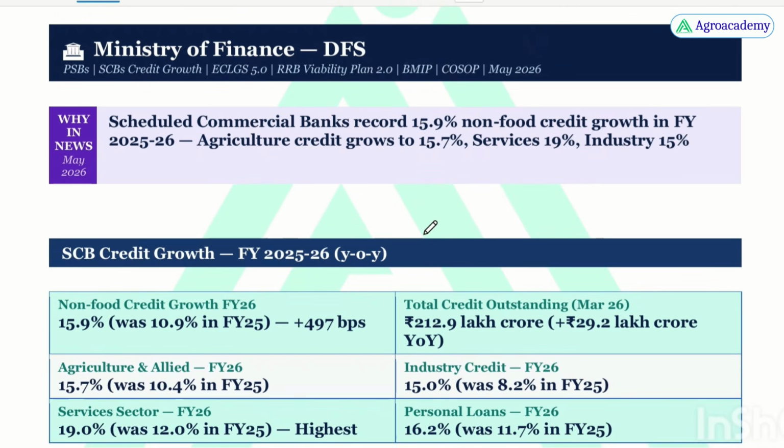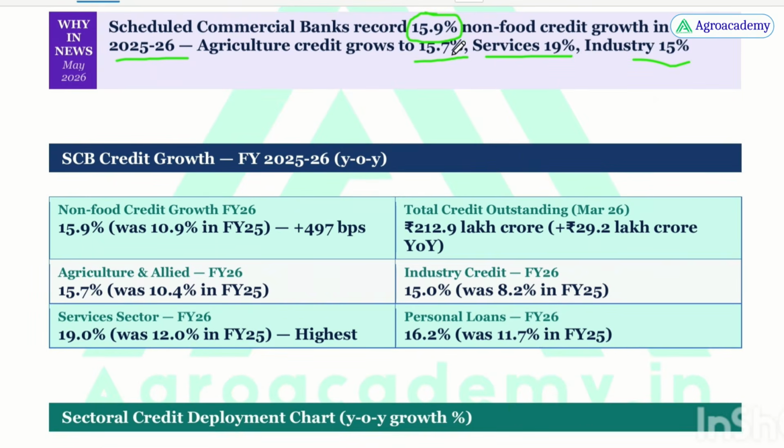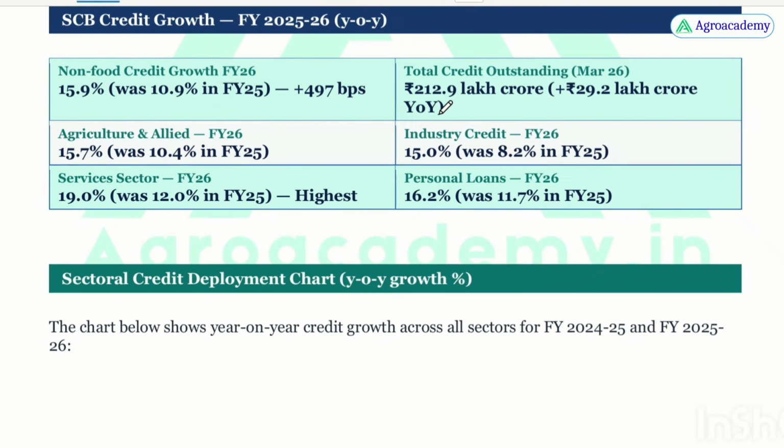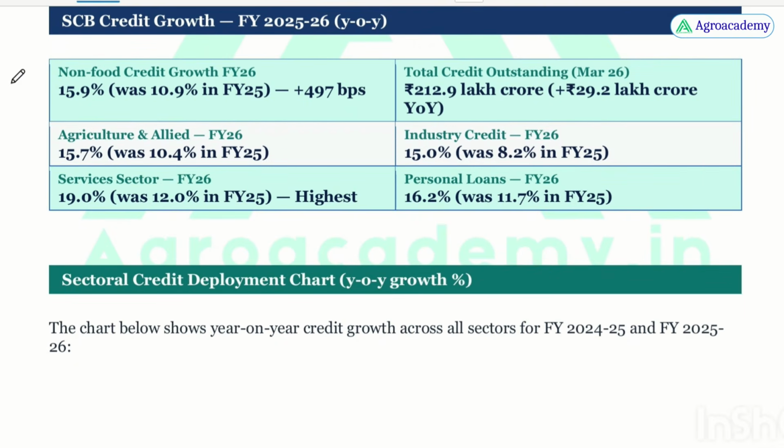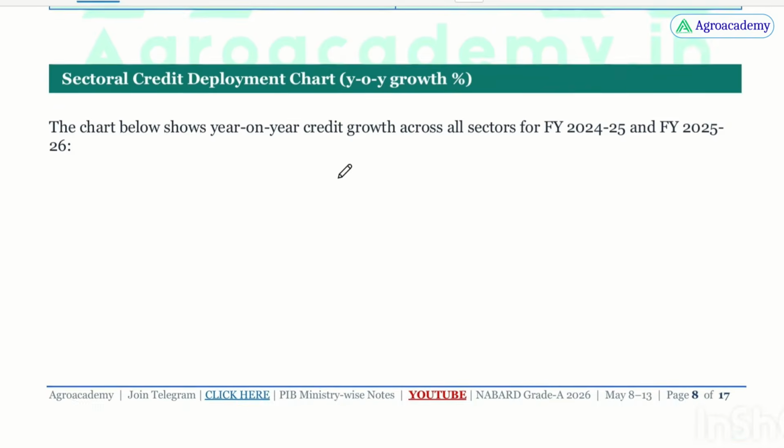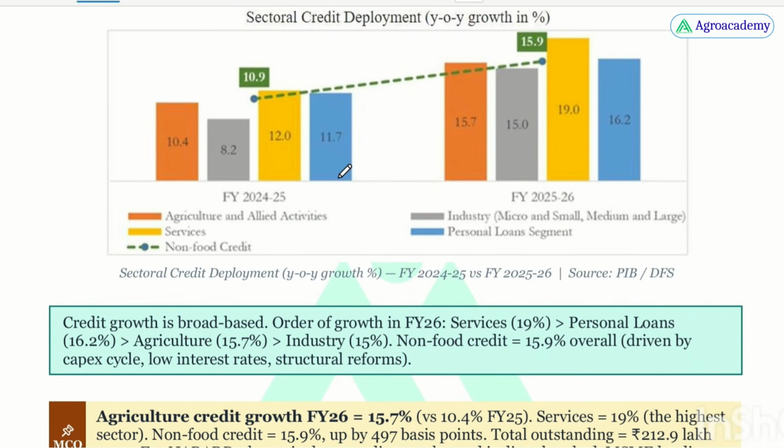Next comes the Ministry of Finance. Why was it in news? It was in news because scheduled commercial banks have recorded 15.9% non-food credit growth in the last financial year, and agricultural credit grew 15.7%, services 19%, and industry 15%. Okay, you need to remember the figures very carefully. It has been mentioned in tabular form and also in chart form, so you just need to look over it.